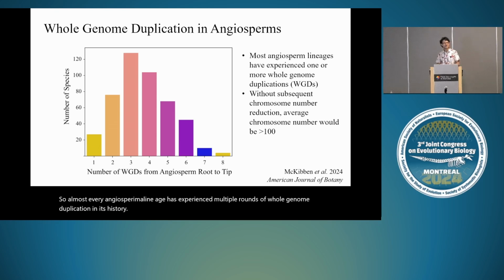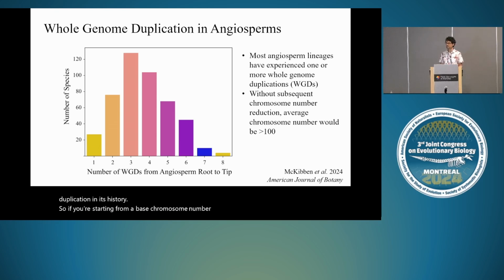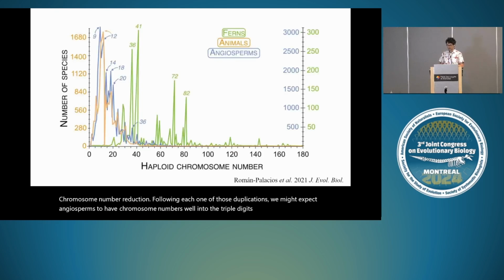So if you're starting from a base chromosome number of around 7, and you have all of these successive duplications without chromosome number reduction following each one of those duplications, we might expect angiosperms to have chromosome numbers well into the triple digits, right? But that's, of course, not what we see.